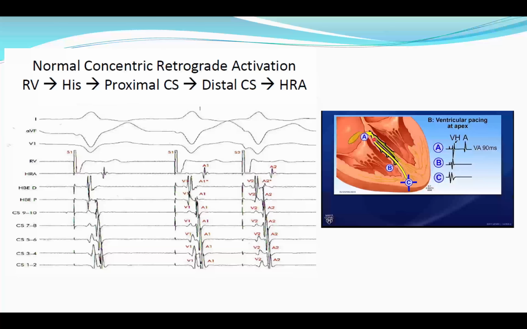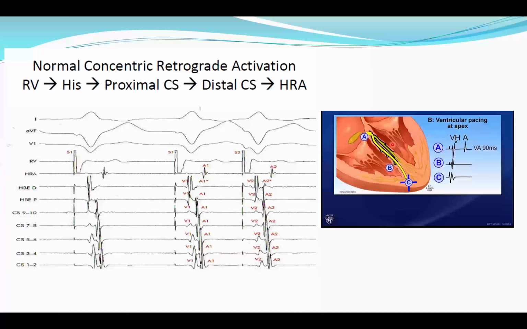With normal concentric activation, although a septal pathway or parahisian pathway will have a similar kind of activation, at least a left-sided pathway or a posterior pathway is not there, because the His is activating before the proximal CS, and HRA activation is very late.